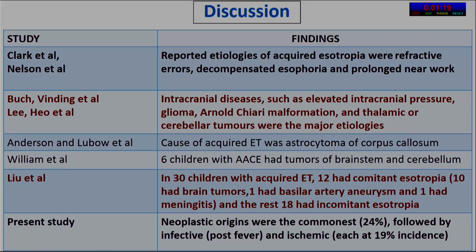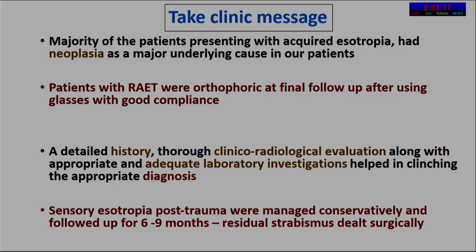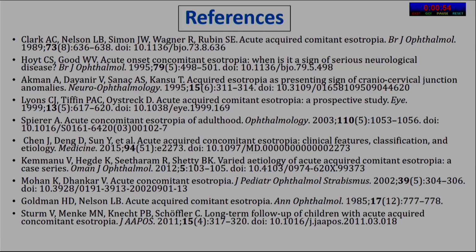So the take-home clinical message from this presentation is that majority of the patients presenting with acquired esotropia have neoplasia as a major cause. Patients with refractive accommodative esotropia are orthophoric at final follow-up. A detailed history, clinico-radiological evaluation along with appropriate lab diagnosis helps in clinching the appropriate diagnosis. These are my references. Thank you.